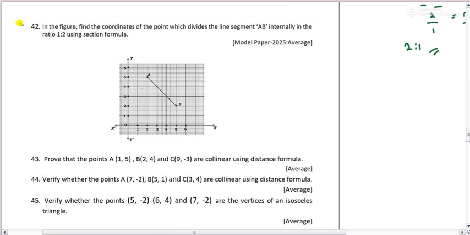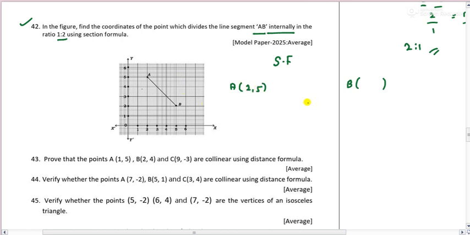Question number 42. If you see in this figure, find the coordinates of the point which divides the line segment AB internally in the ratio 1 is to 2. So again, they have given a ratio. Whenever you see a ratio, just use the section formula. What is A here? The value of A, can anyone tell me, just by looking at the graph? 2 comma 5. Yes, it is 2 comma 5. Good.